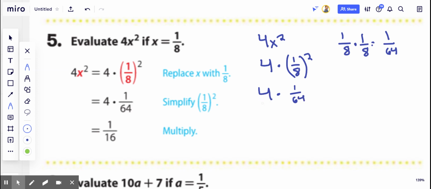Well, 4 is a whole number, so it's a fraction over 1. And 4 times 1 is 4. 1 times 64 is 64. All right, they got 1 over 16 because they simplified it into simplest form and they divided by 4. So 4 divided by 4 is 1, and 64 divided by 4 is 16.